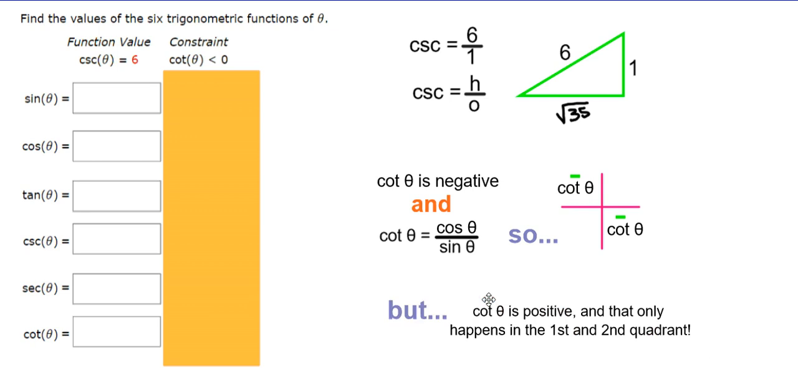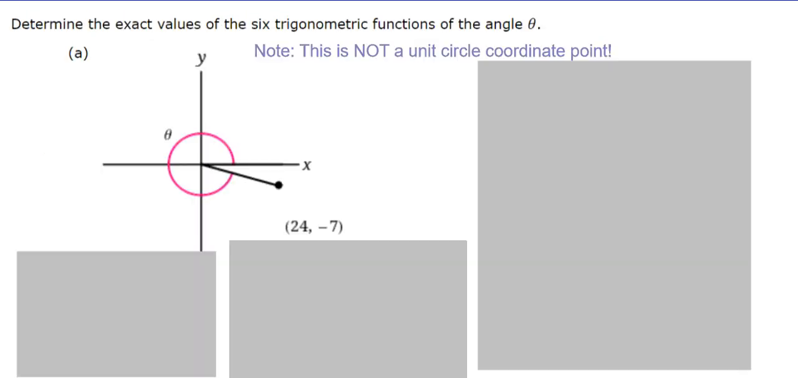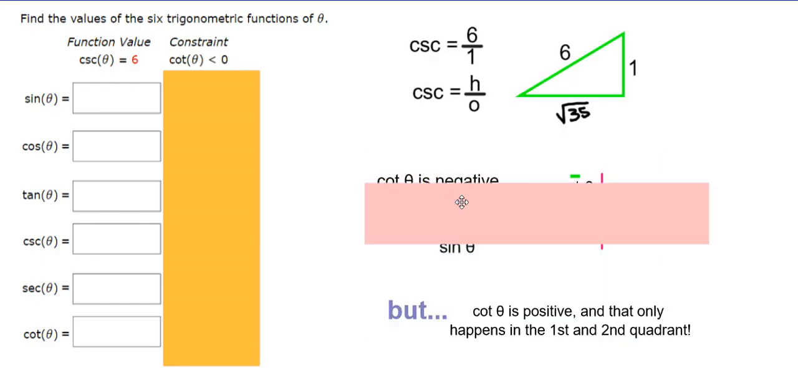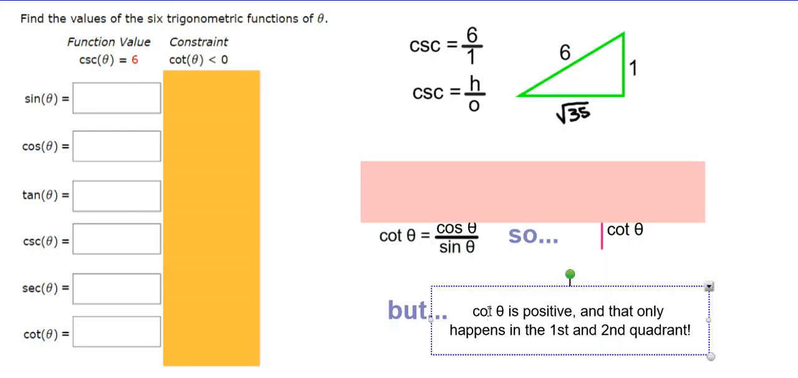But we know that cosecant is positive. Oops, this says cotan, doesn't it? It should say cosecant. So let me go back and fix that real quick. But we know that cosecant is positive, right? Because cosecant is equal to 6, and that's positive.